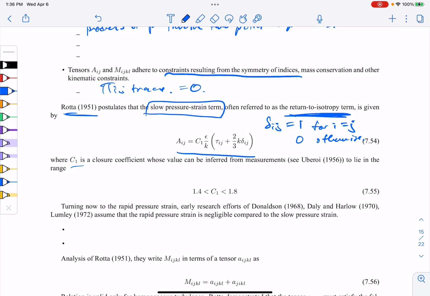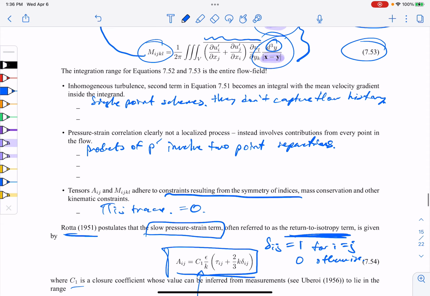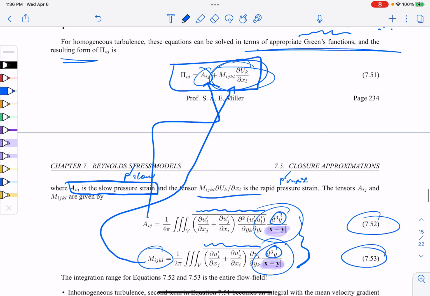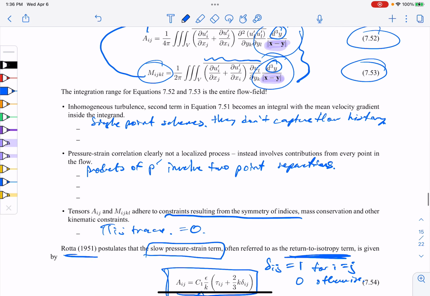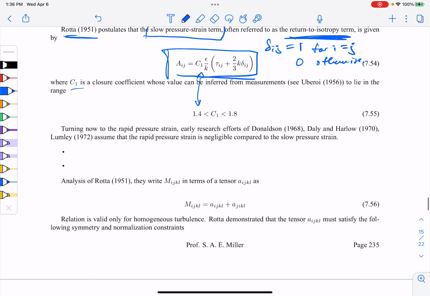So these were calibrated for measurements of, say, grid turbulence and other types of fields. Now that we have this term, this is the first term of equation 751 right here. We need to try and close the second term, which would be called the rapid strain term. And in the late 1960s, early 1970s, there was a lot of research, and it assumed that it's negligible compared to the slow term.